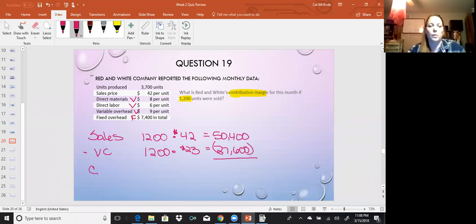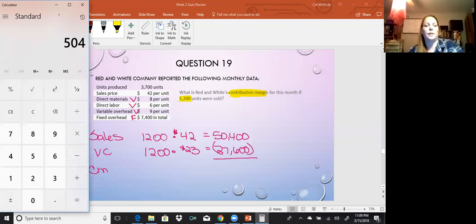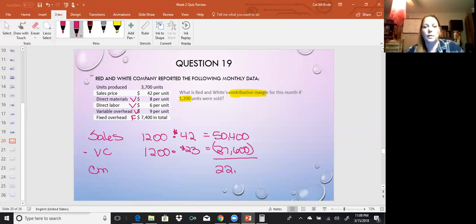So my contribution margin then is 50,400 minus 27,600, which is 22,800. All right. Does that make sense?